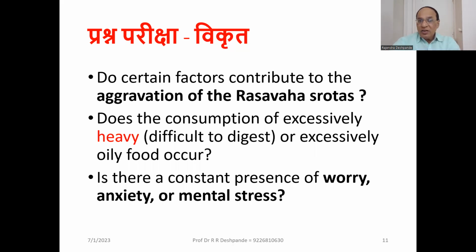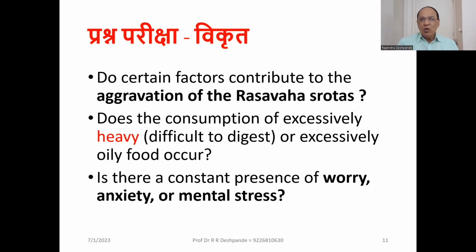Then, do certain factors contribute to the aggravation of the Rasavaha Srotas? Is there any specific cause? Does the person consume excessively heavy, that means high calorie food, difficult to digest, or excessively fatty, oily food? That can be a problem for Rasavaha Srotas, because ama will be generated and that can cause the Sroto Rodha.